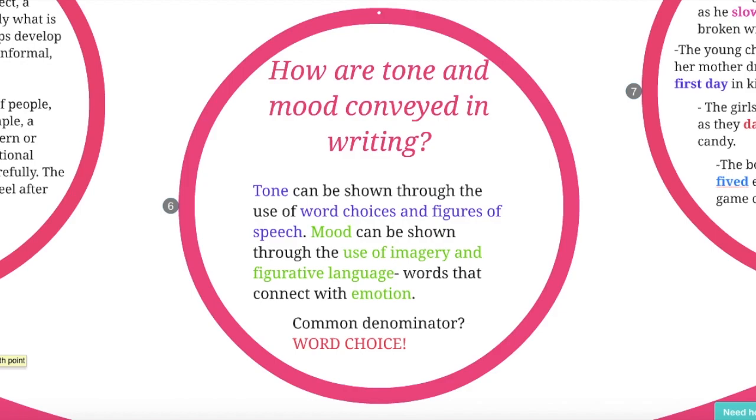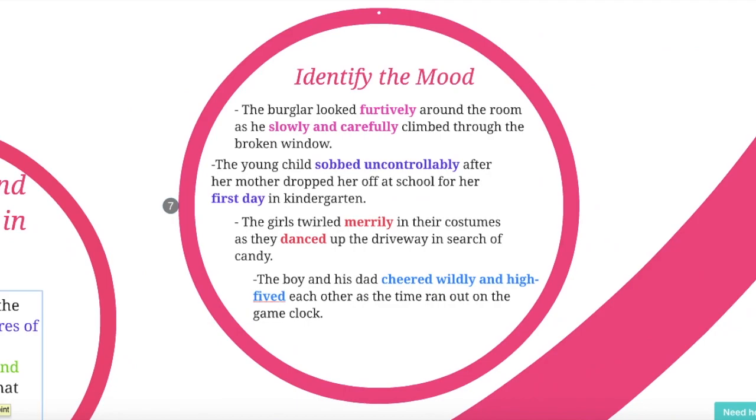Well, tone can be shown through the use of word choices, figures of speech, mood typically through uses of imagery and figurative language, but also words that connect with emotion. The common denominator here is that they use word choice. Word choice is so helpful in conveying both of these elements in our writing. So let's identify, these are just narrative pieces to identify mood.